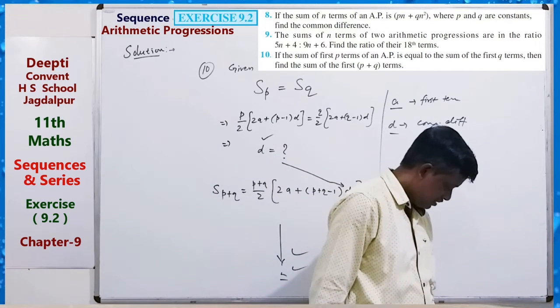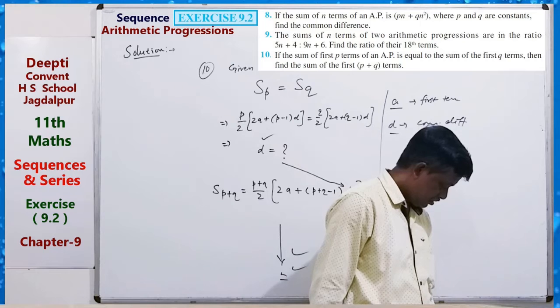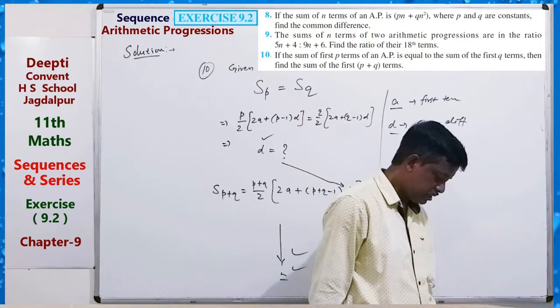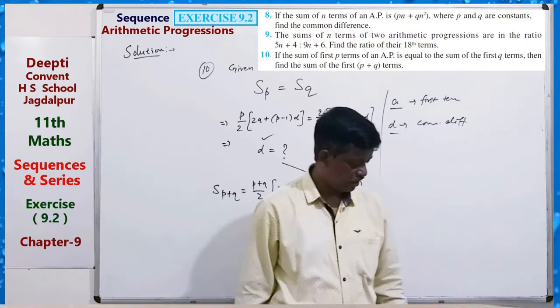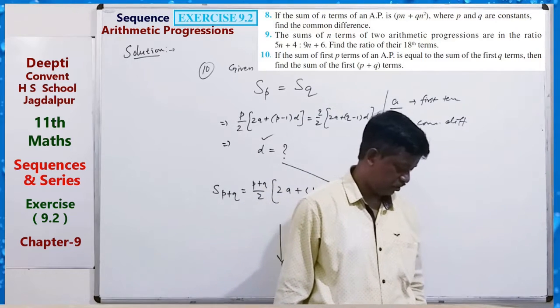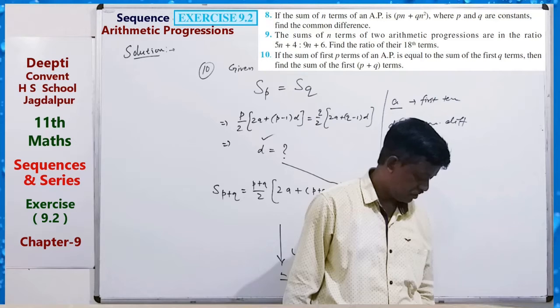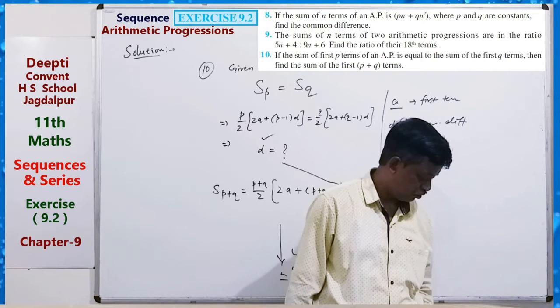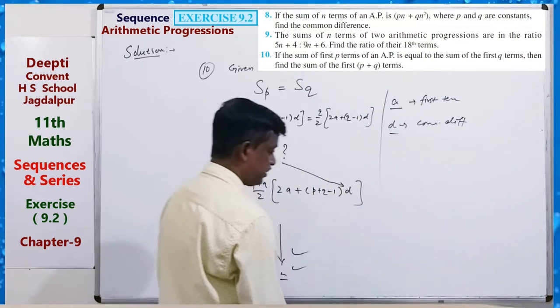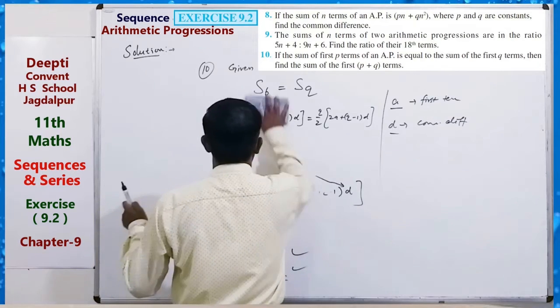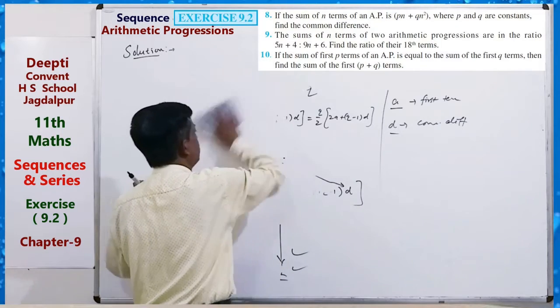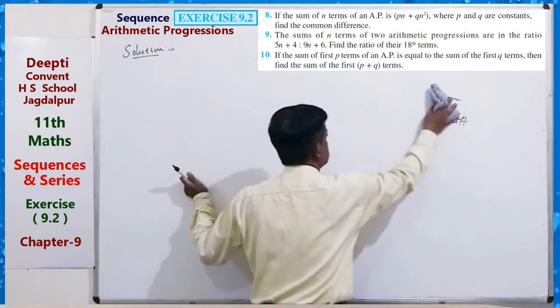Similarly, question 11 is lengthy, but you can solve it. The PQR terms are ABC respectively, then prove that this quantity. How can you solve question 11? Just we have to prove it.